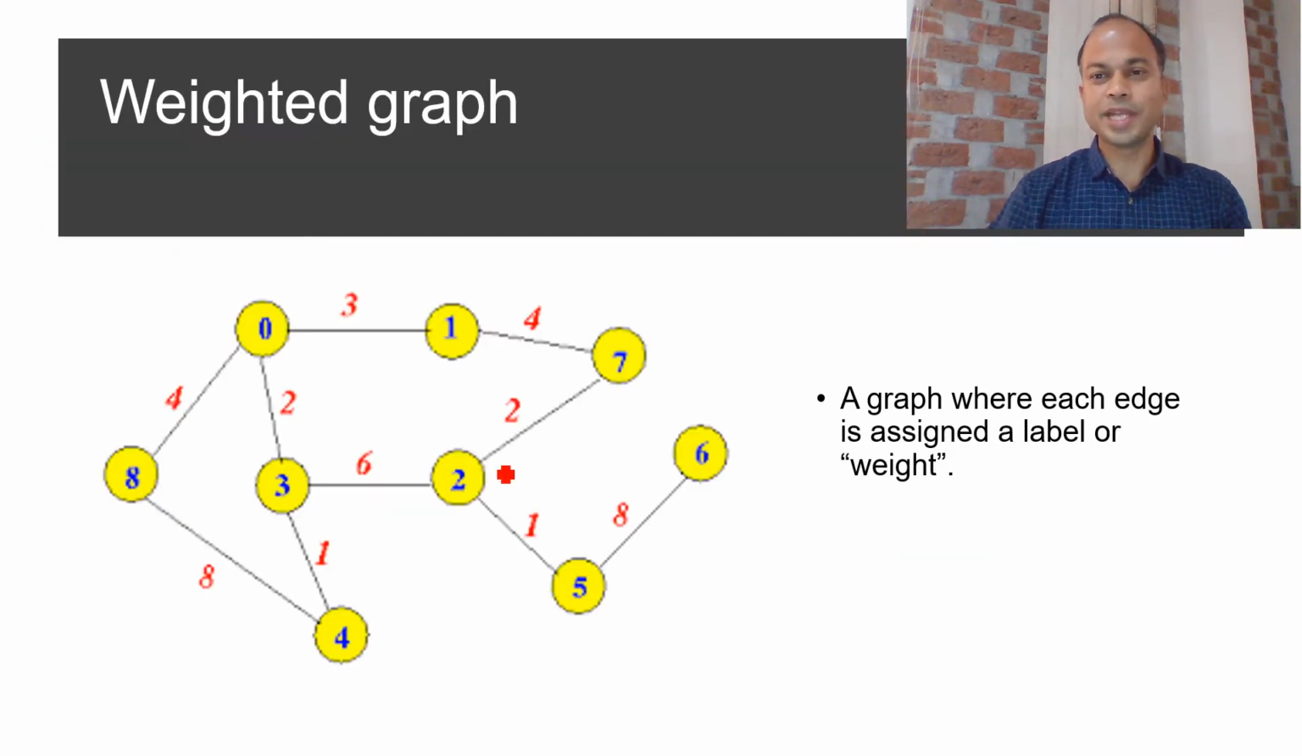If we talk about the weighted graph, then a weight is assigned to every edge. I mean, if we have an edge from 0 to 1, the weight is 3. If we have an edge 1 to 7, the weight is 4. Similarly, we have an edge from 7 to 2, the weight is 2. This concept is called a weighted graph. You may compute this weight as distance or time. It depends upon your problem.